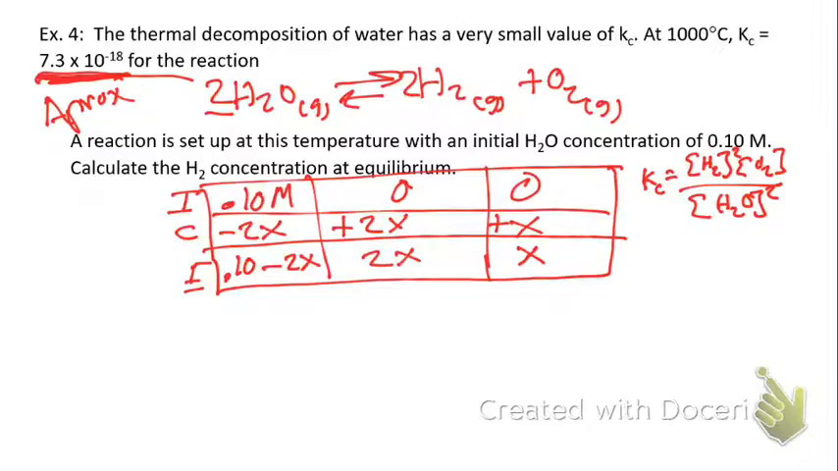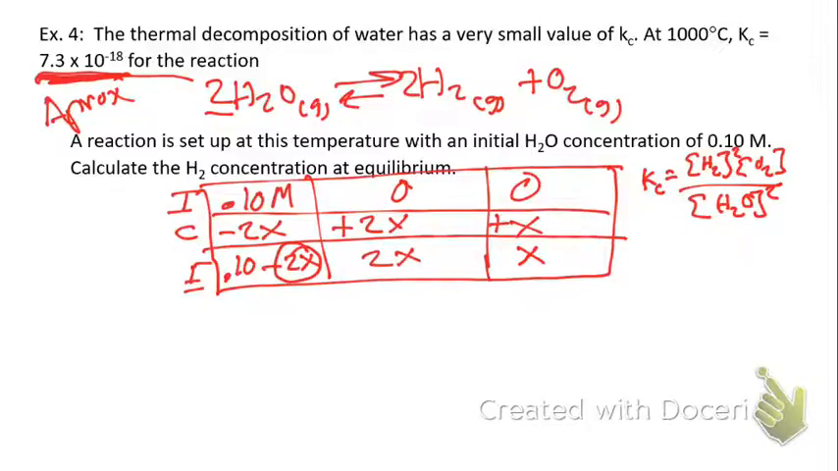So what we're going to do is get rid of the 2x, this term right here, in our equilibrium expression. And then we're going to do an approximation of what x is. It turns out that because the x value is so small, we can go ahead and do this. I'll explain a little bit more of that in a minute.